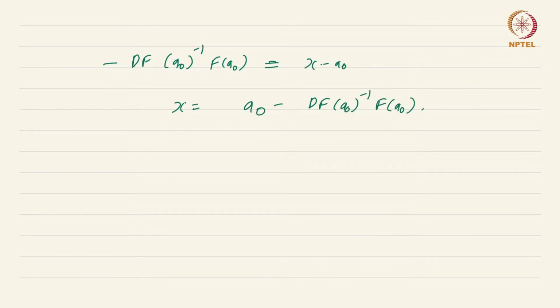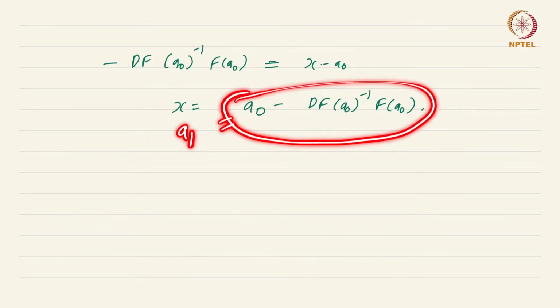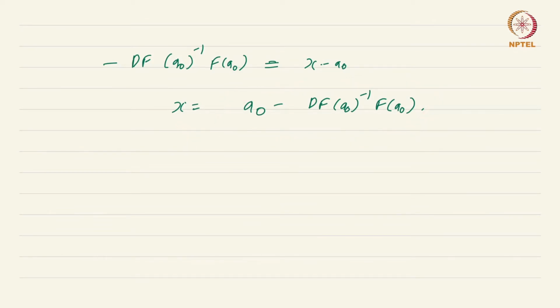Okay, so what Newton's method says is start with an initial guess a naught, then set a1 to be this quantity, a naught minus df at a naught inverse f of a naught. Call that a1, then plug in a1 and see if f of a1 is sufficiently close to 0. In most practical purposes, you are not really interested in an exact solution. You want something that's very close to the actual solution. That more than suffices.